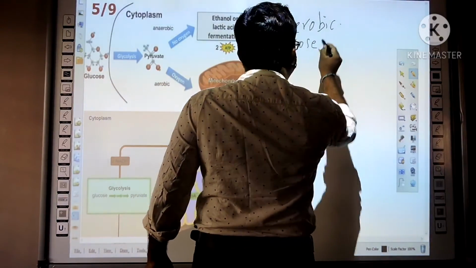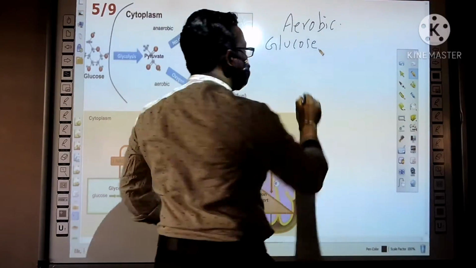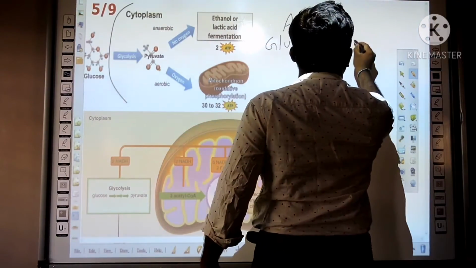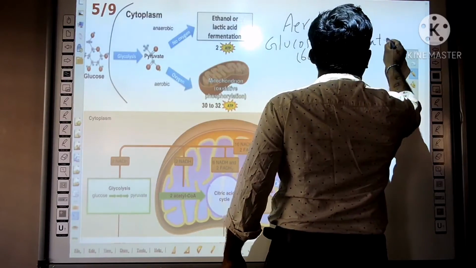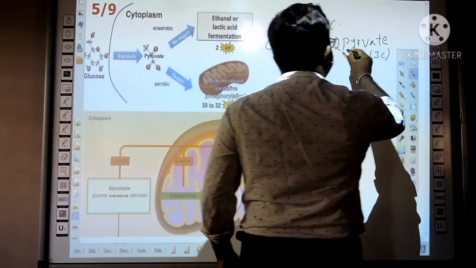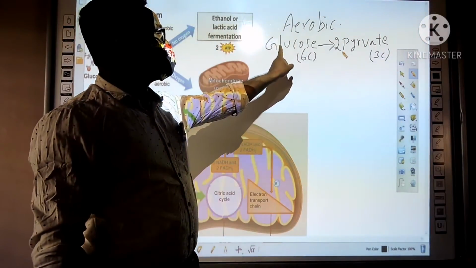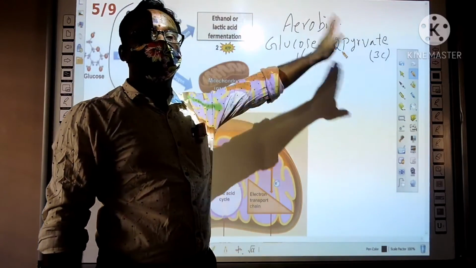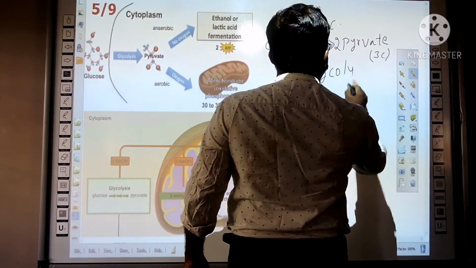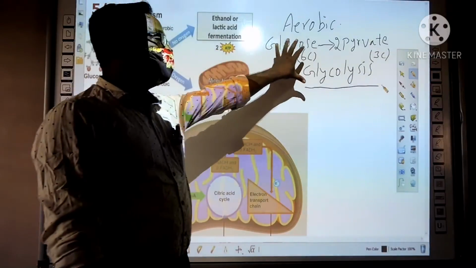How many carbons are there in glucose? C6H12O6 means 6 carbons. So now it is divided into pyruvate molecules. Each one has 3 carbons. That means it divided into 2 pyruvate molecules. And this process of breakdown of glucose into pyruvate is called glycolysis. The glycolysis process happens in the cytoplasm.